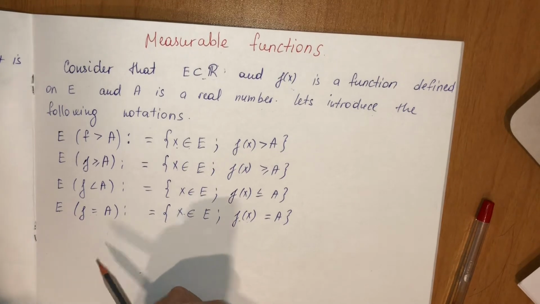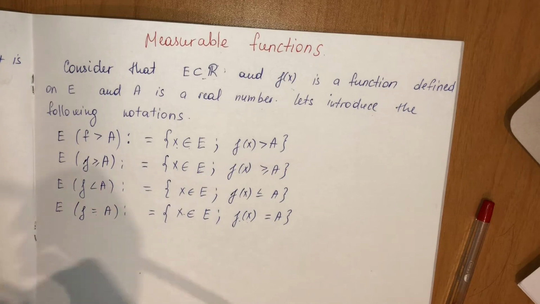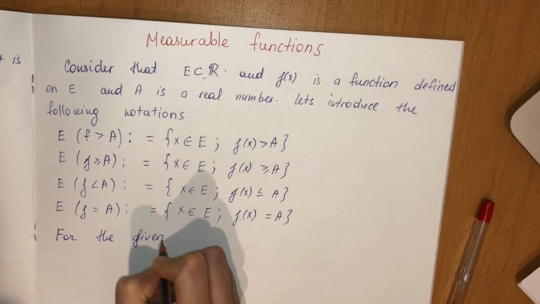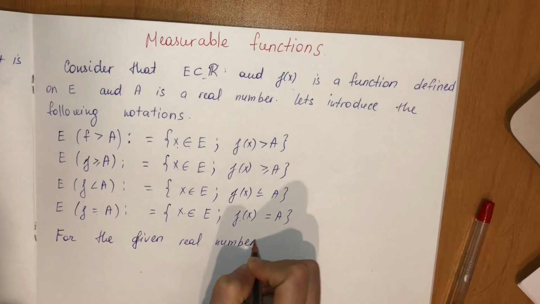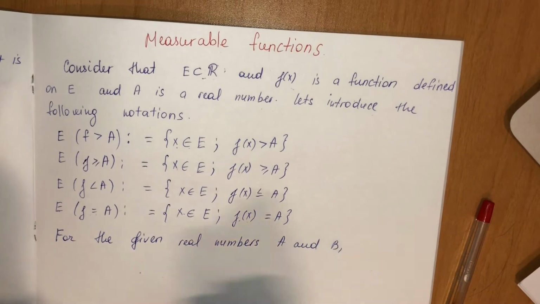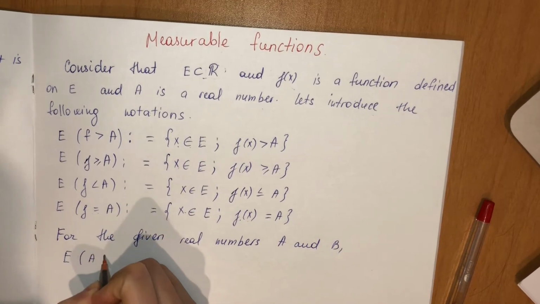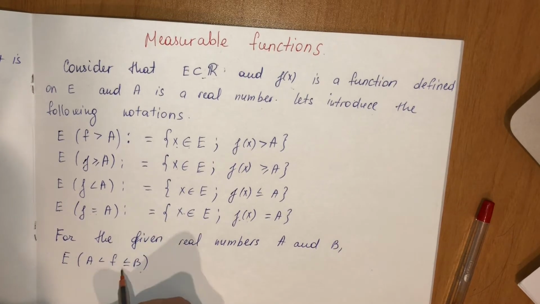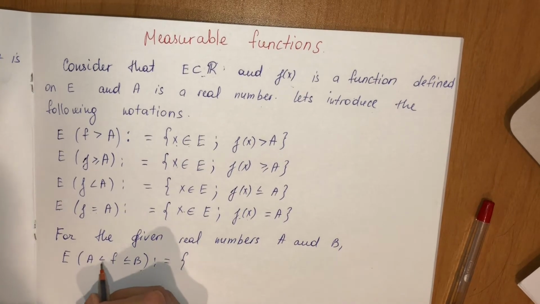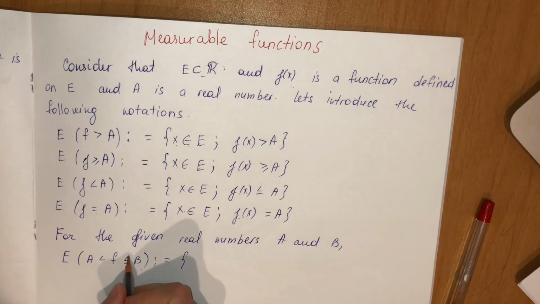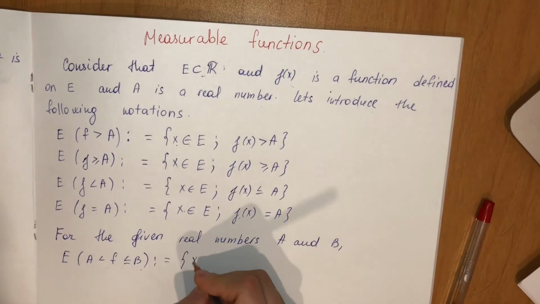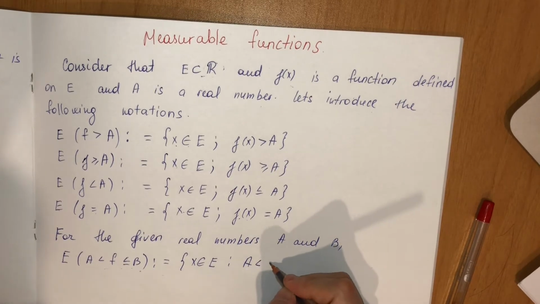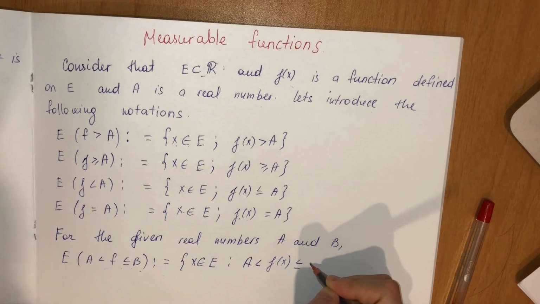So for the given real numbers A and B, the following notations are also true. Let me write: for the given real numbers A and B, then E(A < f ≤ B) is the set of x such that A is less than f(x) and less than or equal to B.